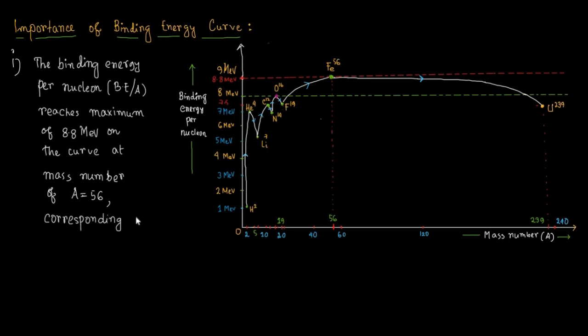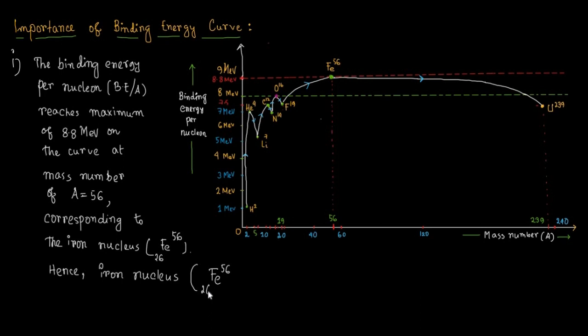This corresponds to iron 56, that is, the nucleus of iron, Fe-56 (atomic number 26). Hence, the iron nucleus Fe-56 is the most stable nucleus or element.